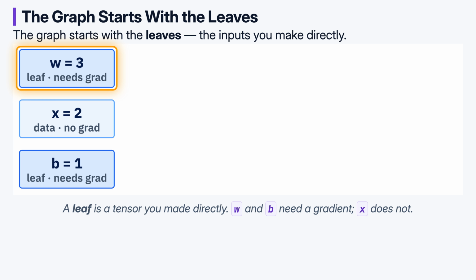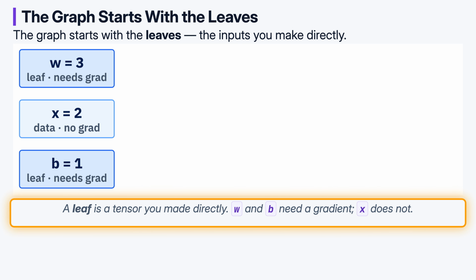The leaves are the inputs you make directly, where the graph starts. This is w equal to 3, a leaf that needs a gradient. This is x equal to 2. It's data, so it carries no gradient. And this is b equal to 1, another leaf that needs a gradient. A leaf is a tensor you made directly, the one you typed, not one PyTorch computed. The gradients will land in the leaves that need one, w and b.